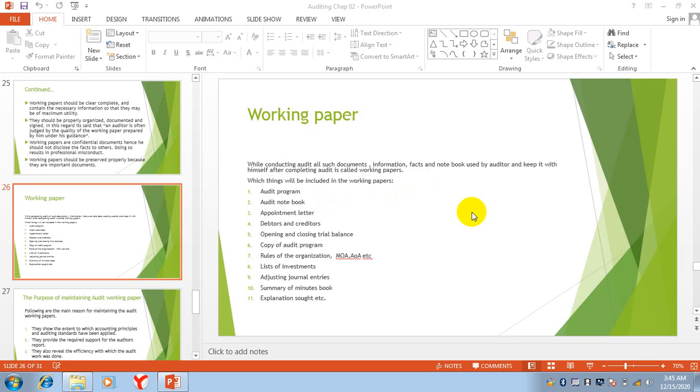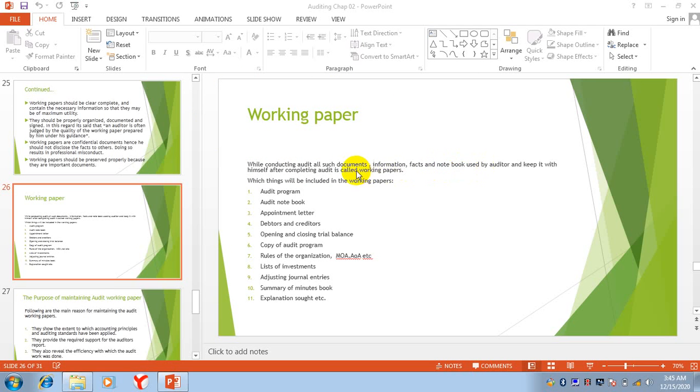In the previous class, we discussed audit notebook and audit working paper. Today, we are going to discuss the working paper in detail. We discussed that while conducting audit, the auditor is using lots of documents. He's collecting lots of information, facts and figures, and he's also maintaining a notebook.